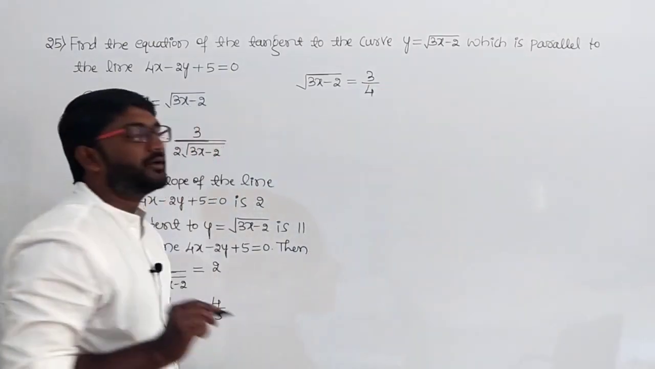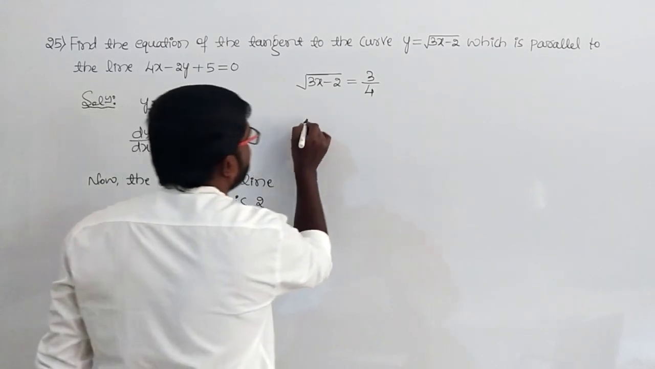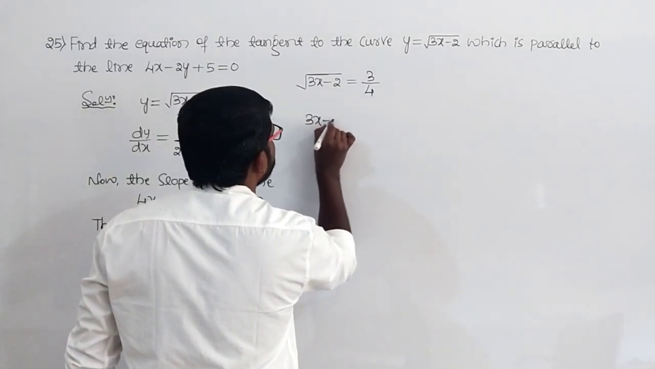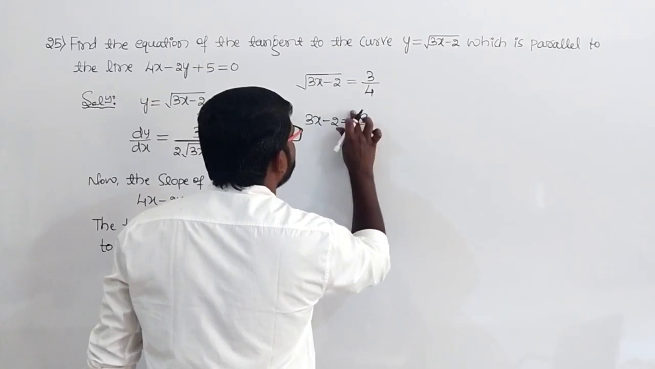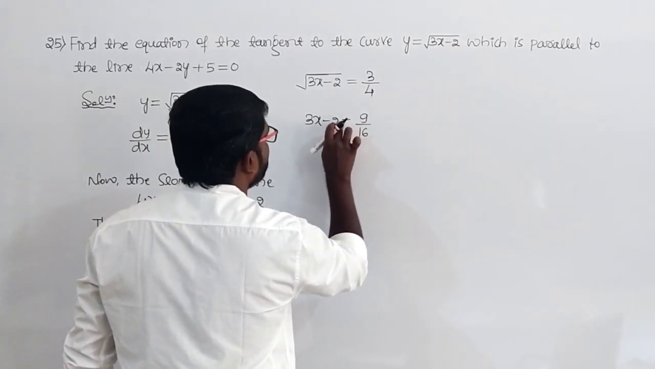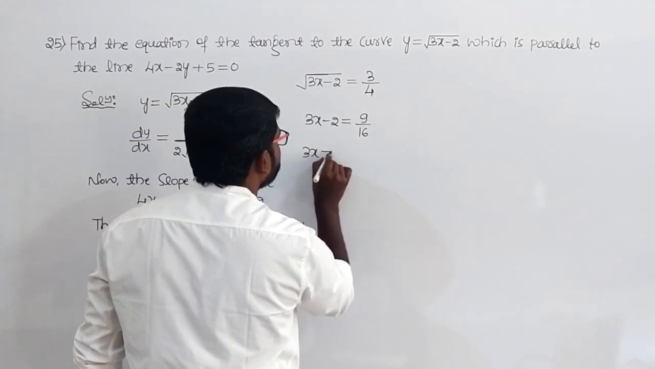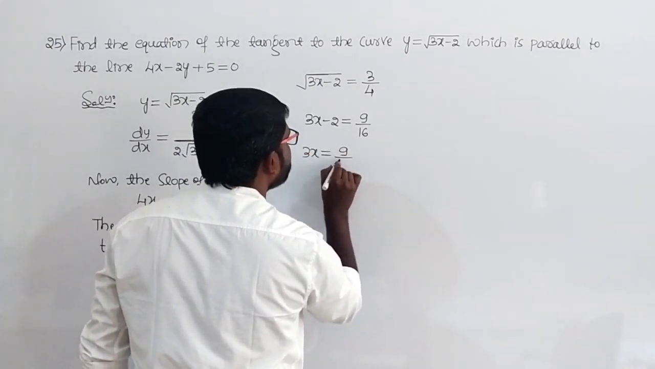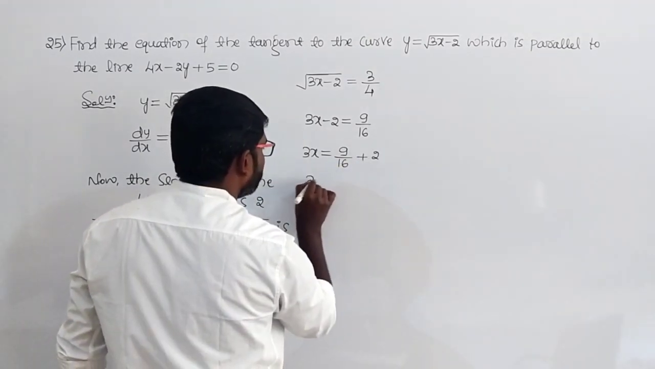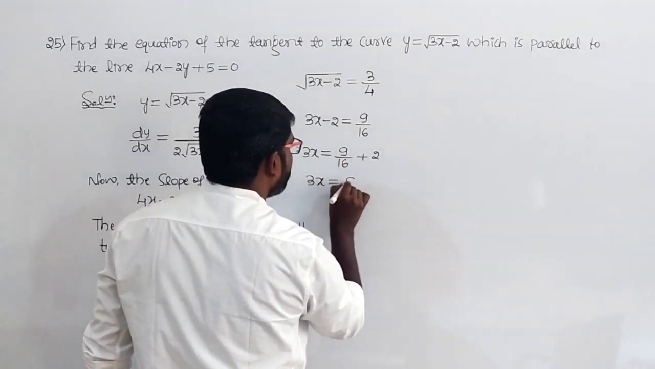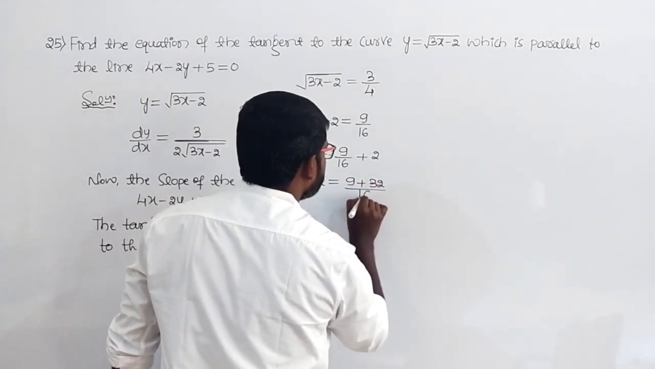Now square on both the sides so that the square root will be eliminated. You get 3x minus 2 equals 9 by 16. Now take minus 2 to the right hand side, it becomes plus 2. 3x equals 9 by 16 plus 2. Then take the LCM, you get 3x equals (9 plus 32) divided by 16.